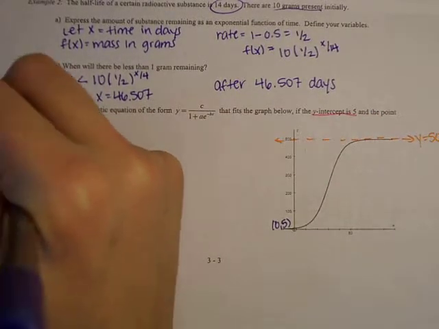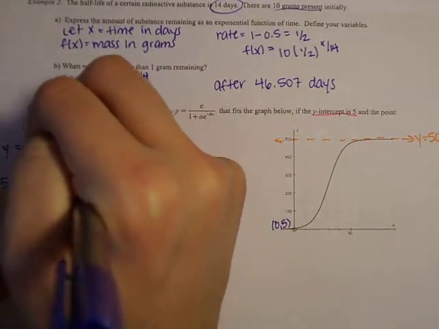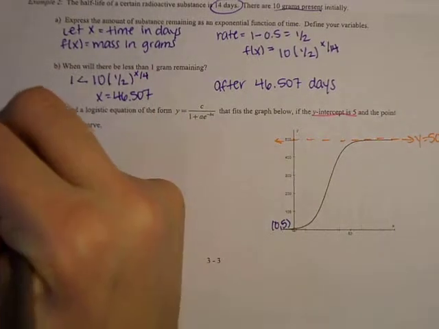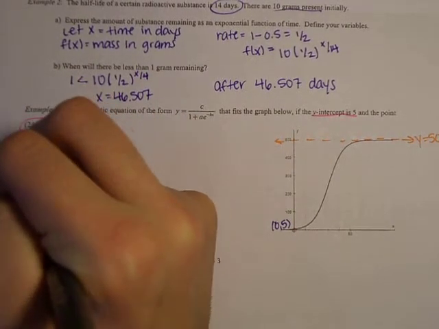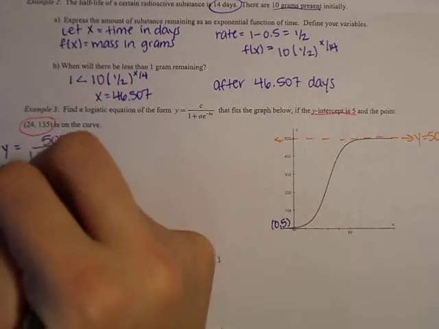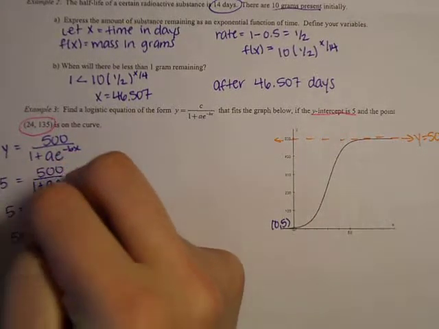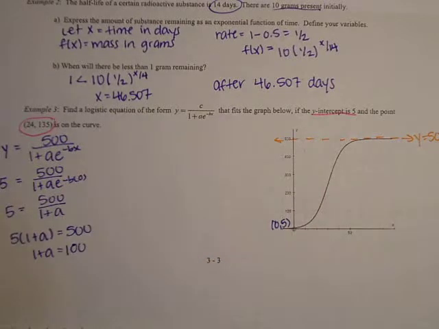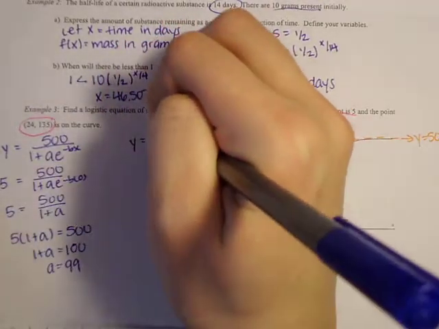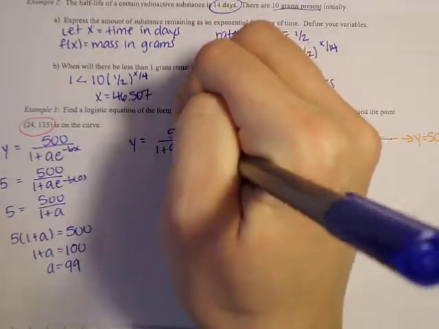So we'll put 5 in for y and 0 in for x. And we'll be left with 5 equals 500 over 1 plus A, multiplied over, divide by 5, and we'll be left with A equals 99 after we subtract our 1. So now our equation looks like y equals 500 all over 1 plus 99 e to the negative bx.